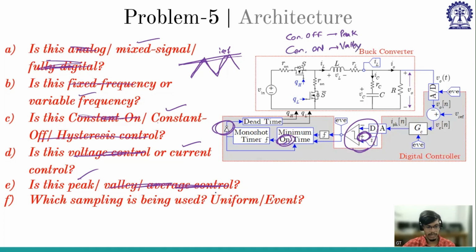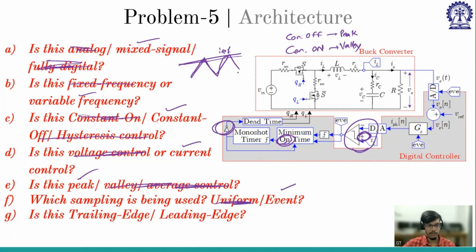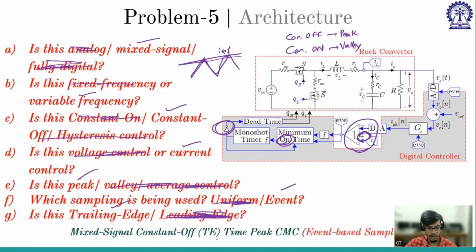From that also you can say, and this is event-based sampling because it is fixed frequency. And if it is peak, it is trailing edge, not leading edge. So this is mixed signal constant off, trailing edge, peak current mode control with event-based sampling.